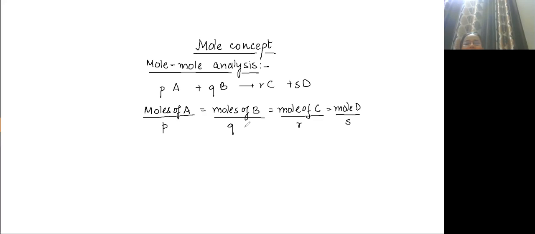So this is how we write down, how we equate the equations. If A is given, you have to find out C, then you will equate A and C. If B is given, you have to find out C, then you will equate B and C.